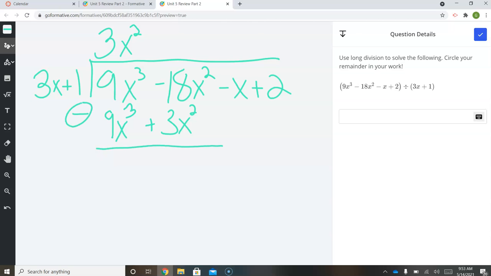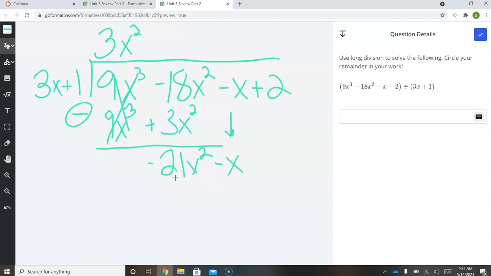Now we're at the point where we have to subtract. So I'm going to make that really big so you remember that 9 minus 9 is gone. Negative 18 minus 3 is negative 21. Use a calculator if you have to so that you don't make silly subtraction errors. So it's negative 18 minus positive 3 is negative 21x squared. Drop your negative 1x.